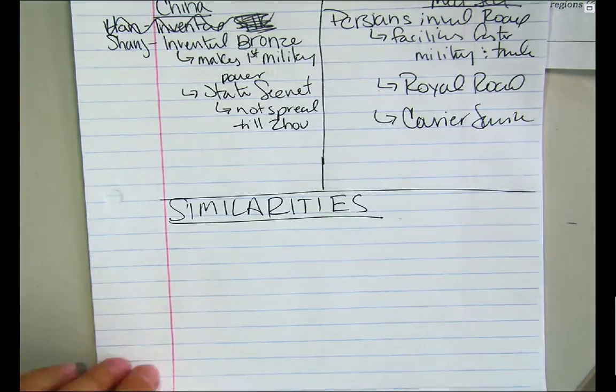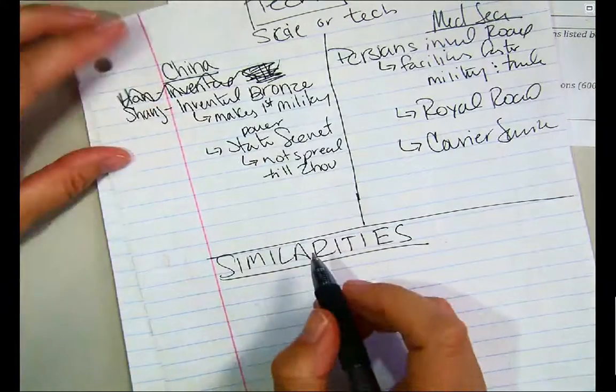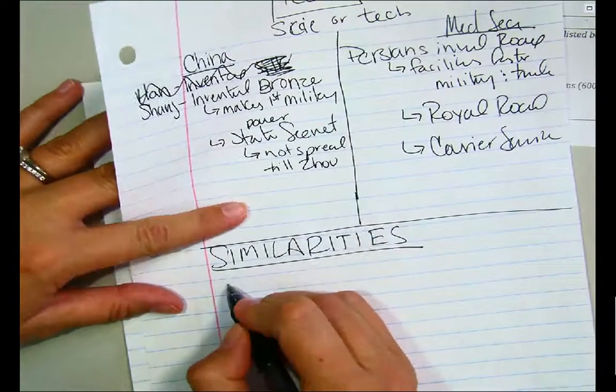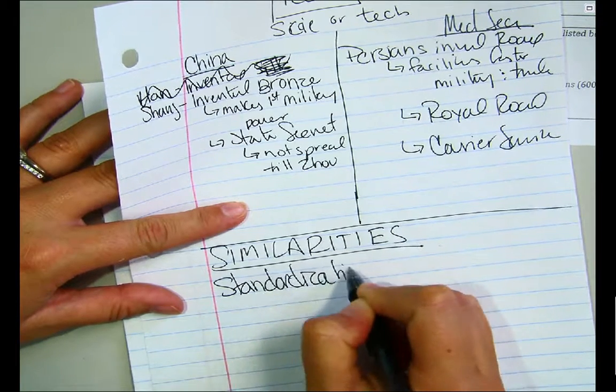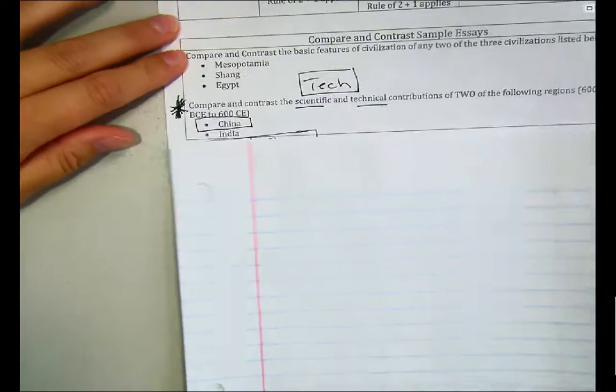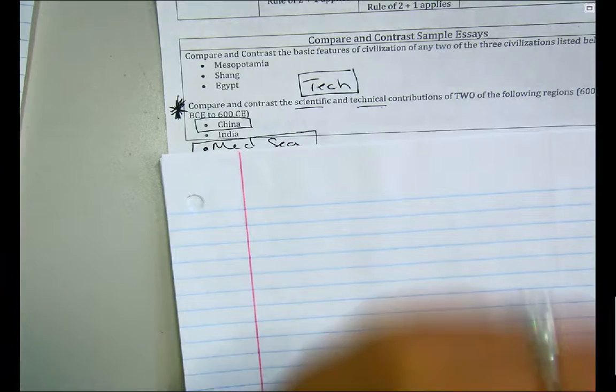Here, actually, because I know we're running out of time, you're going to have to do that on your own. Here we go. So, I'm going to start my essay. Your similarities are going to be standardization. You need to explain what that is and tell me what it is. Okay, so let's look at my formatting over here. The first thing I need to do is restate the prompt. So let me look at the prompt. Compare and contrast the scientific and technical contributions of two of the following regions, 600 BCE to 600 CE.